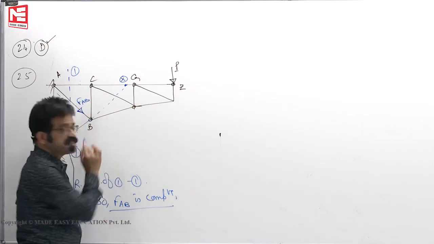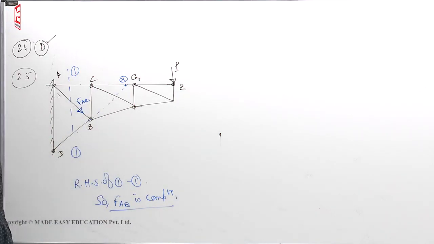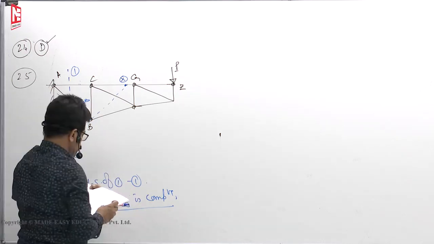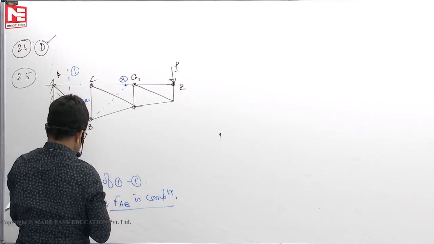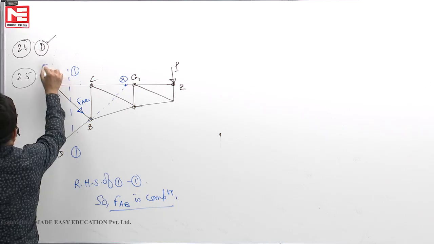You were given 2 minutes time for that. Okay. So the nature of force in member AB is compressive. So 25, option C.